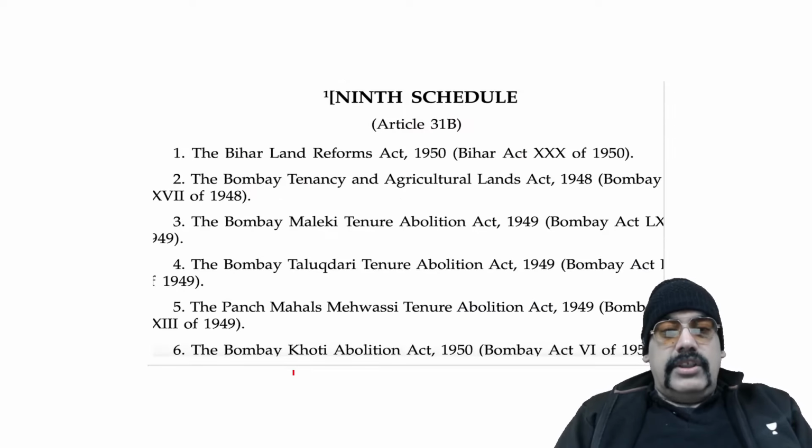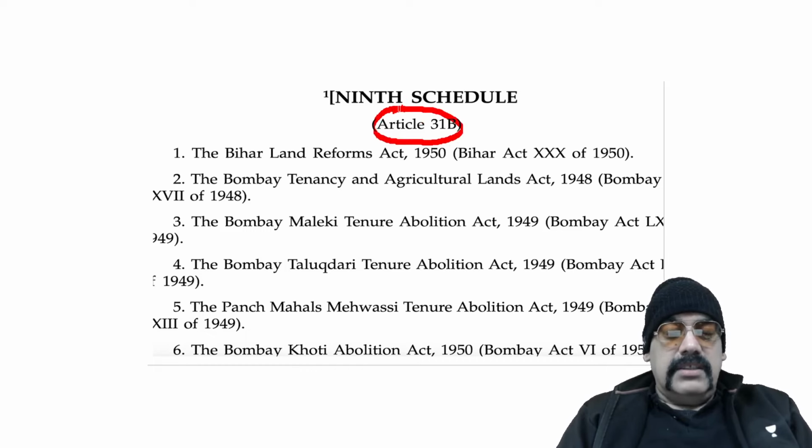So if you look at the 9th schedule, it is associated with Article 31B. Please remember, this was not present in the original constitution. That has come later by the First Constitutional Amendment Act 1951. So just have a look at what kind of laws these are.